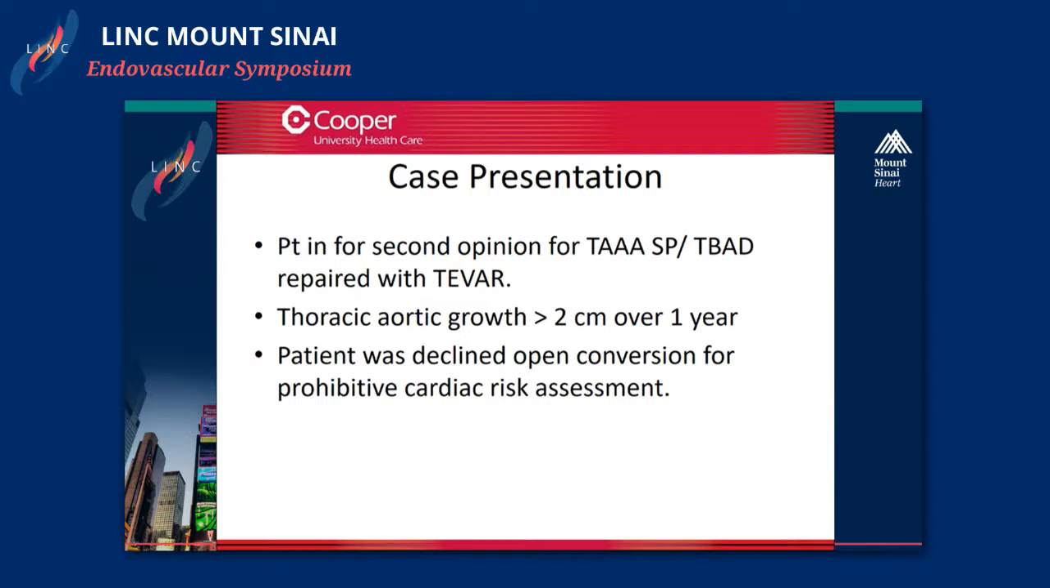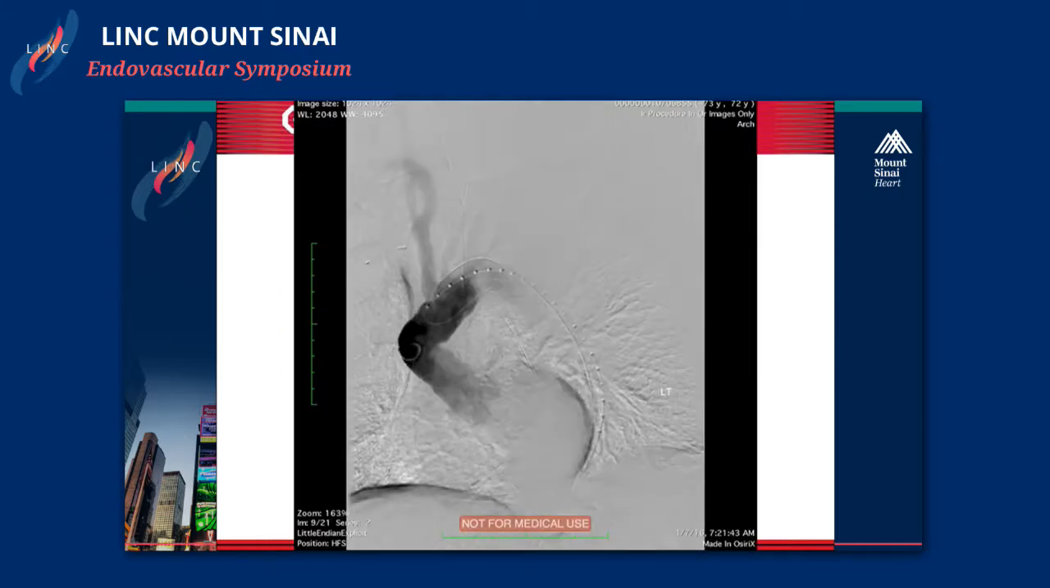Another case is a patient in for a second opinion. He developed a thoracoabdominal aneurysm secondary to a type B aortic dissection that was initially treated with TEVAR. The thoracoabdominal aortic diameter grew over 2 centimeters in 1 year, and the patient was declined for open conversion for a poor cardiac risk assessment.